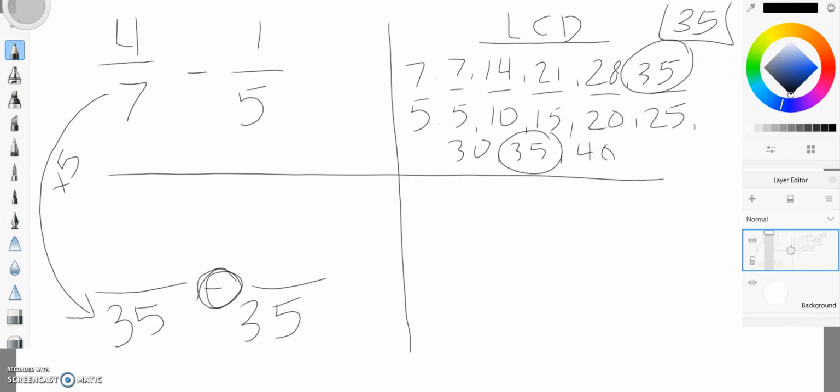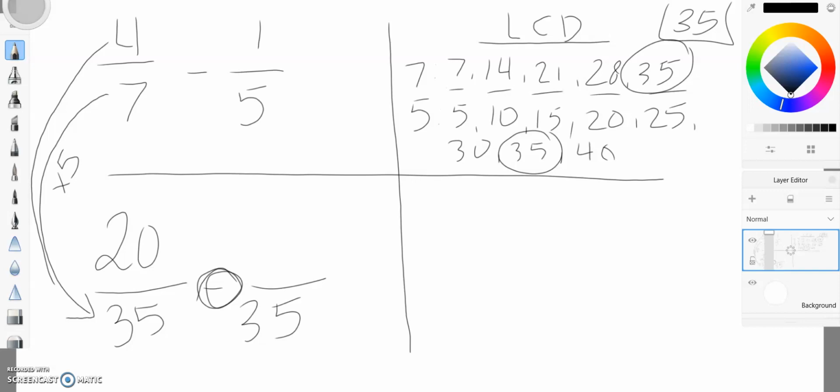Whatever I do to my denominator, I do to my numerator. So we're going to be doing 4 times 5 as well because we did 7 times 5. So what's 4 times 5? Hopefully you said 20 because it's 20. 5 times 4 or 4 times 5 is 20.